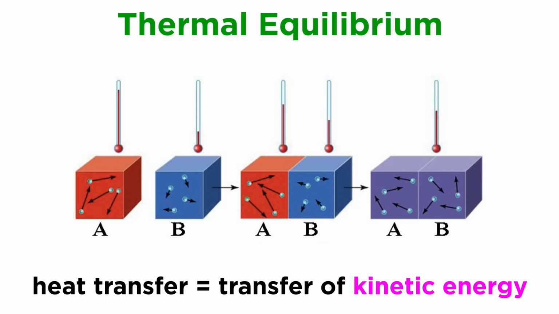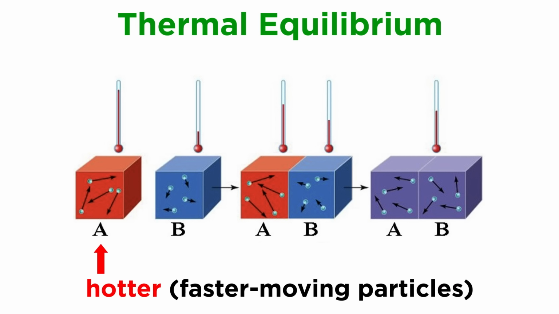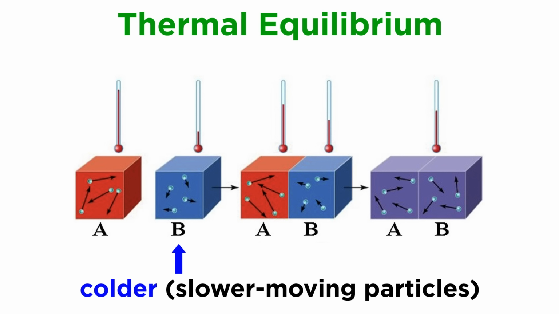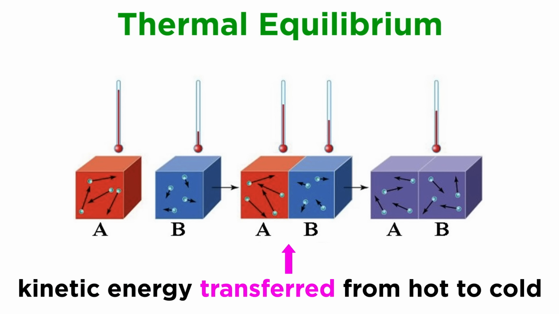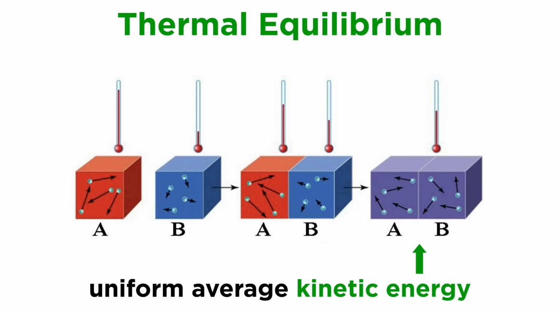When we talk about heat transfer, we are talking about a transfer of kinetic energy. Hotter objects have particles with a greater average kinetic energy, or moving faster, and colder objects have particles with a lower average kinetic energy, or moving slower. When a hot object comes into contact with a cold object, kinetic energy is imparted from the faster moving objects to the slower moving objects through collisions until thermal equilibrium is reached, and the whole system has the same average kinetic energy, which means everything is at the same temperature.